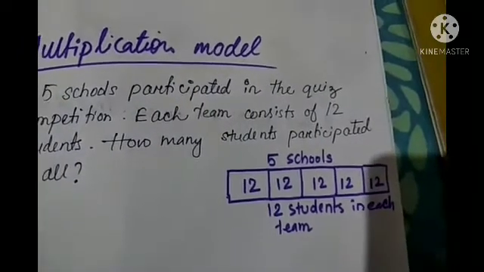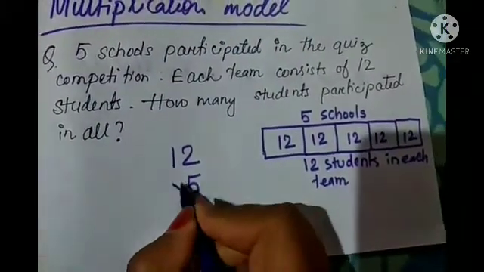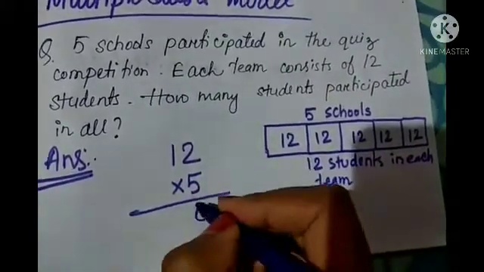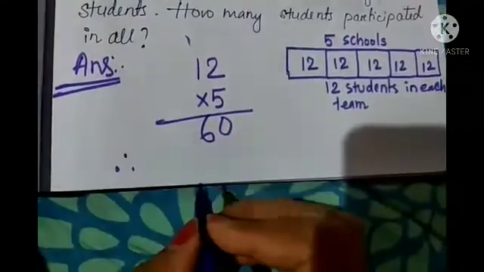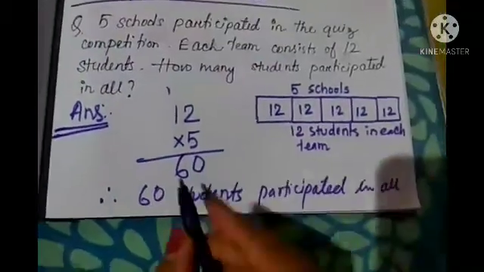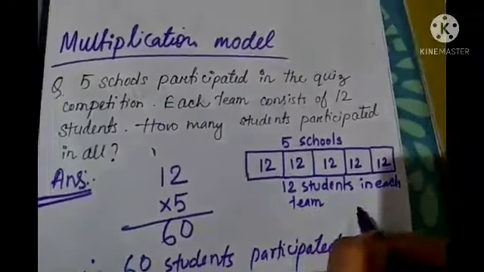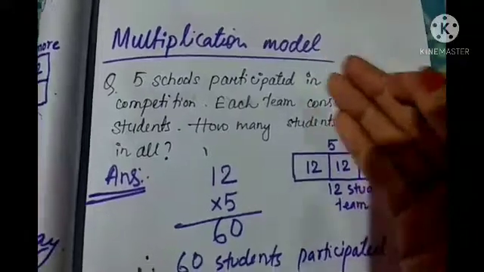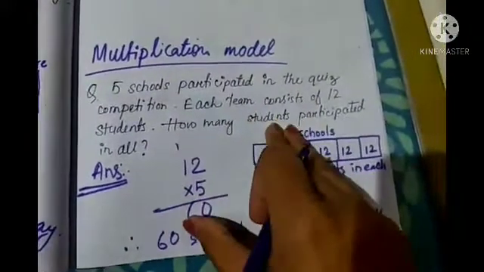So what operation do you have to choose? Obviously you have to multiply 12 with 5, then you can get the answer, right? So if we do so, we will get 5 2s are 10, carry 1, 5 1s are 5 plus 1 is 6. So you can write the therefore statement: how many students participated in all? 60 students participated in all. Okay, students, so in this way you can draw a multiplication model. It is simple. You just need to read the question properly, and according to the question you have to draw the model. So I think this concept of model is clear to you.